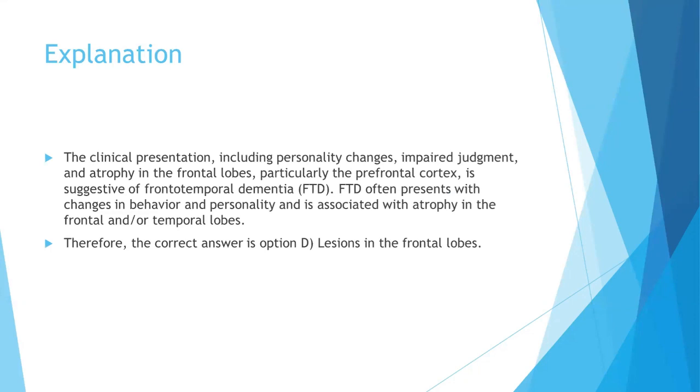The clinical presentation, including personality changes, impaired judgment, and atrophy in the frontal lobes, particularly the prefrontal cortex, is suggestive of frontotemporal dementia. Frontotemporal dementia often presents with changes in behavior and personality and is associated with atrophy in the frontal and/or temporal lobes. So the correct option is lesions in the frontal lobes.